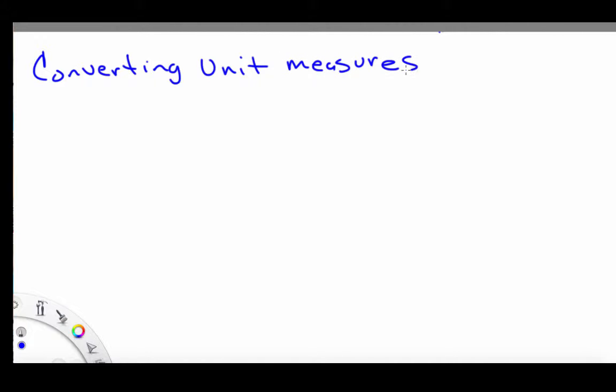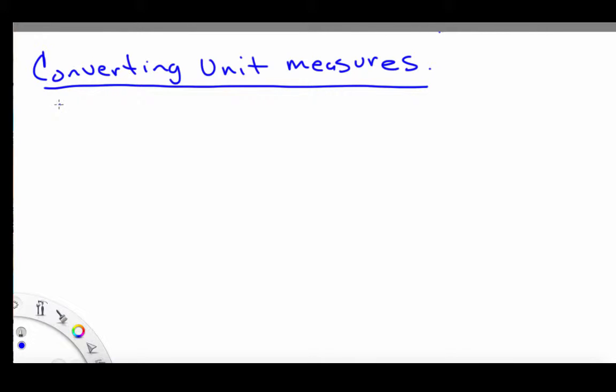So we're going to continue on our study topics. This one is converting unit measures. Now this one you're going to need your conversion table. Okay, and this video is the part 2 to your study guide. So this is part 2 from my Algebra 1 class.